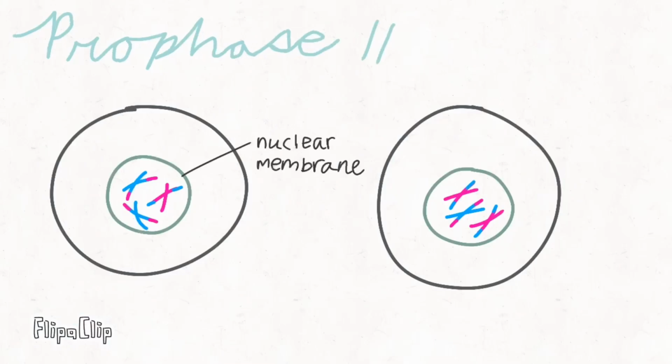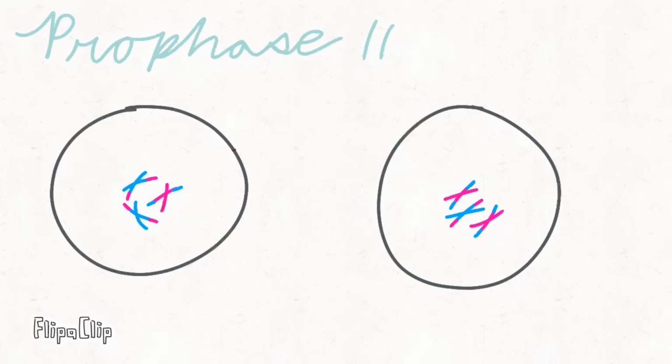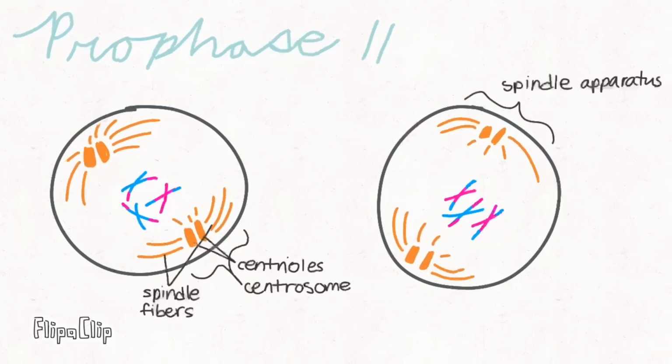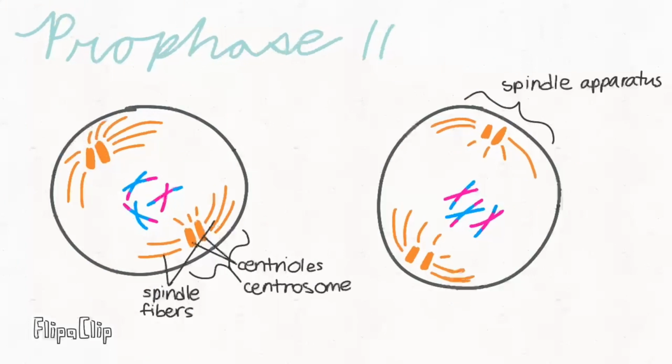Now, meiosis 2 begins with prophase 2. In prophase 2, chromatin condenses to form visible chromosomes. The spindle apparatus begins to form. Centrosomes migrate to opposite poles of the cell.